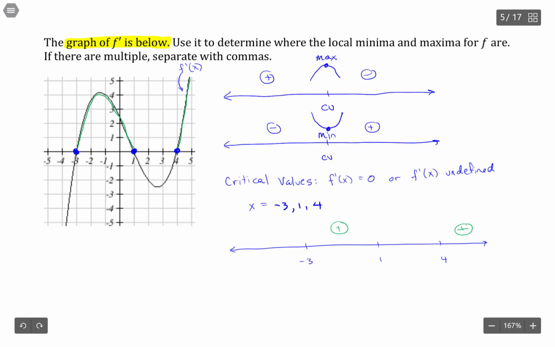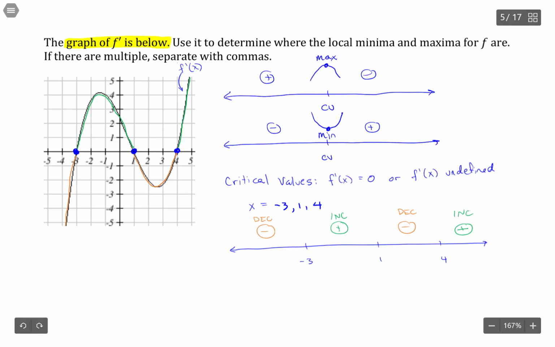Now, on any interval where the derivative is less than 0, so below the x-axis, the original function is decreasing. So we're decreasing on the interval from negative infinity to -3, and then again from 1 to 4. And if you want to write these in as decreasing, decreasing, increasing, and increasing, that's perfectly fine. I just use the plus and minus for myself. However you work with that is no problem.